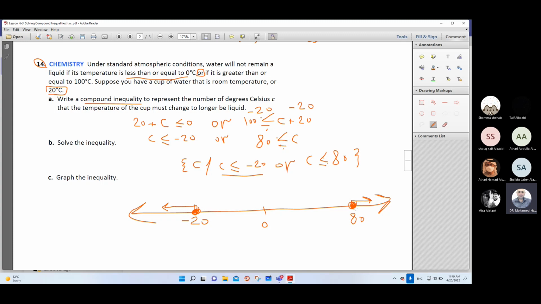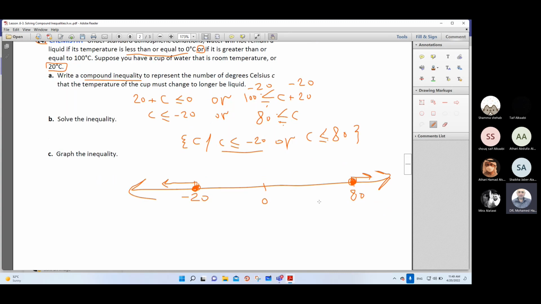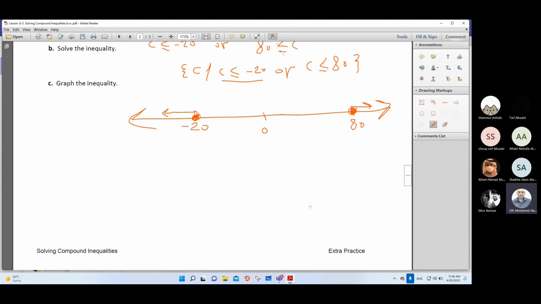So who has any question about this exercise? Is this exercise clear for all? Okay, fine.